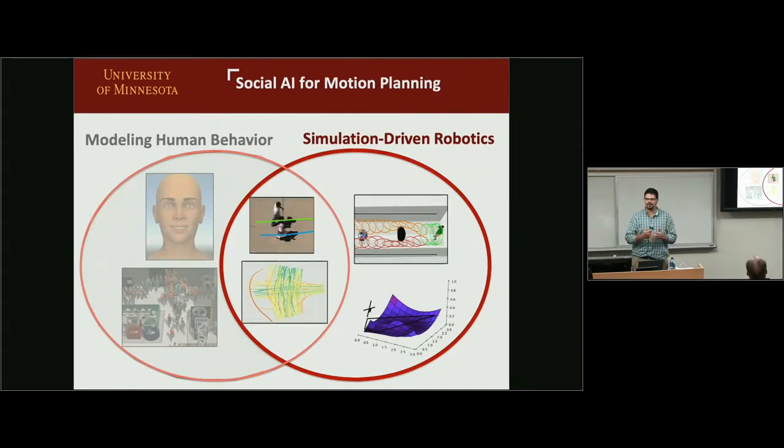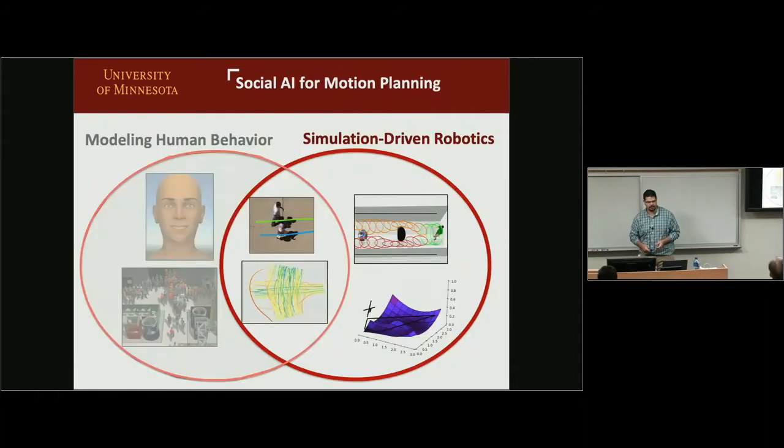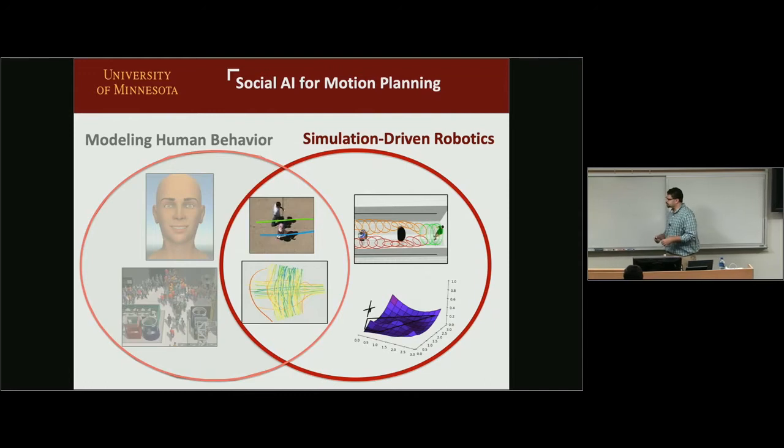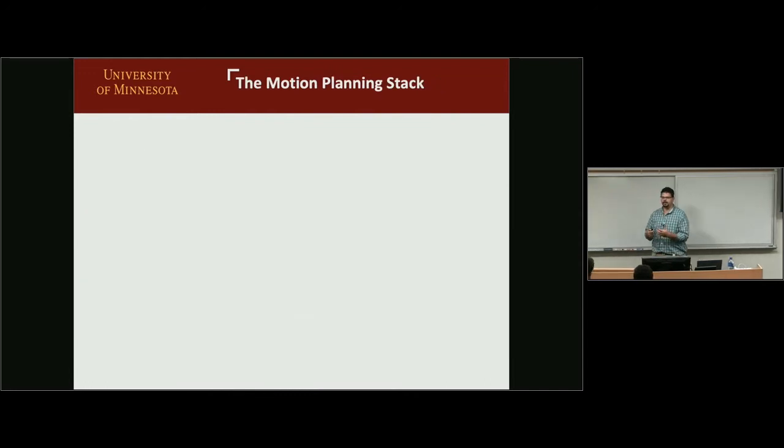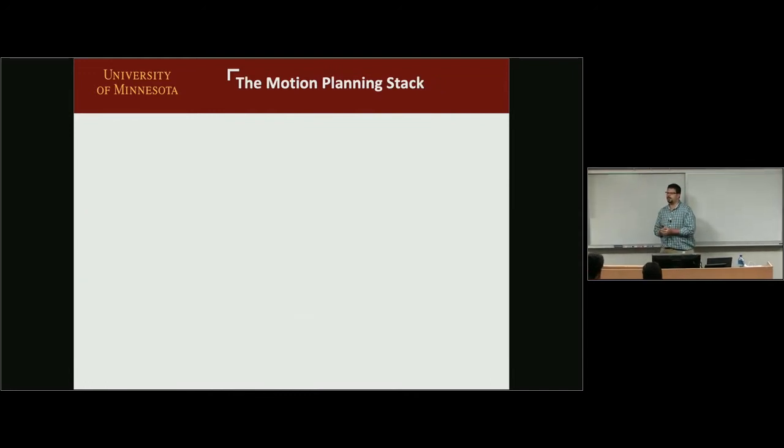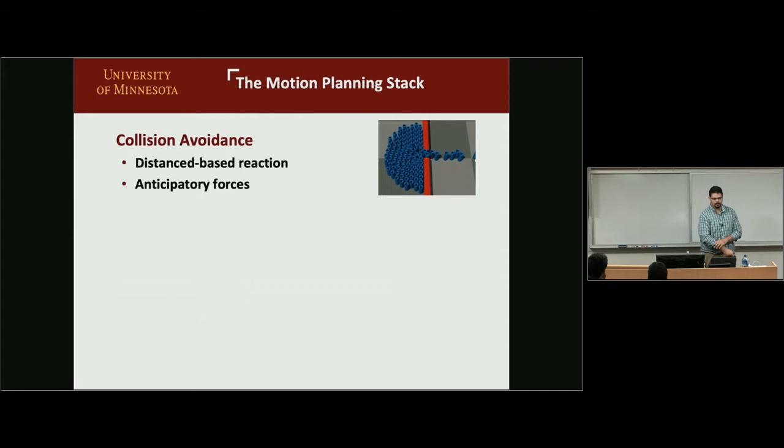So this is the idea. This is the approach we're going to take. This is how we're going to think about modeling humans. When we're modeling humans, though, we're not normally modeling them in isolation, at least in my work. We want to think about what we can extract from that knowledge to make our robots behave better on their own, or to make our robots behave better in the presence of other people.